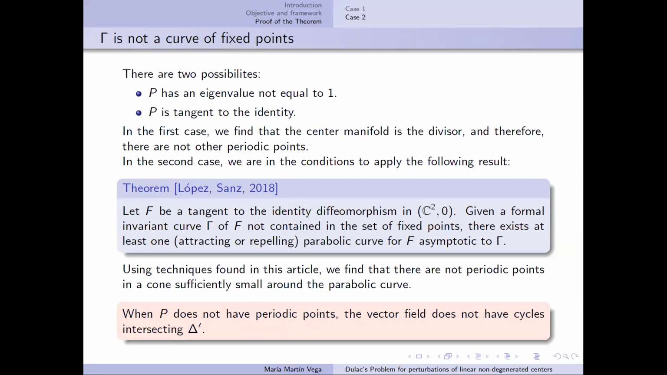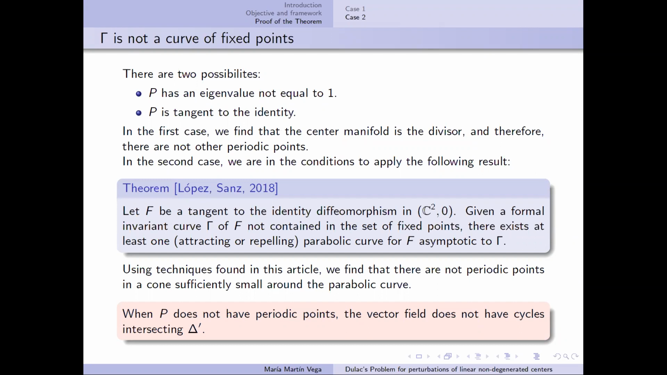And in the second case, we're in the conditions to apply this theorem that is in an article of Lopez and Sanz. We have that the Poincare map is tangent to the identity, and that we have a curve that is not of fixed points, but is formally invariant. And thus there exists at least one parabolic curve that is attracting or repelling and is asymptotic to this invariant curve. Well, this is not giving the result that we want, but with other techniques in this article that I won't explain, we find that there cannot be periodic points in cones sufficiently close to these parabolic curves.